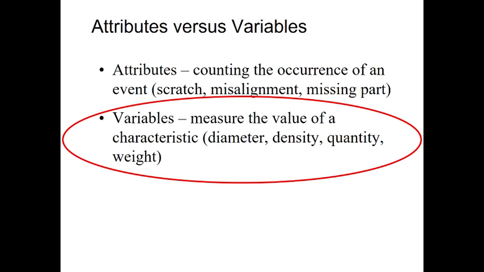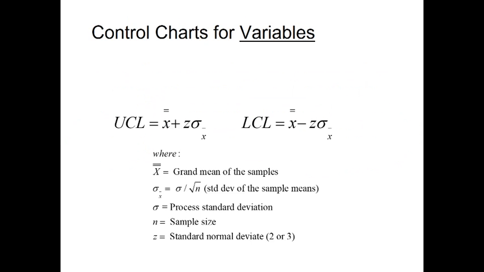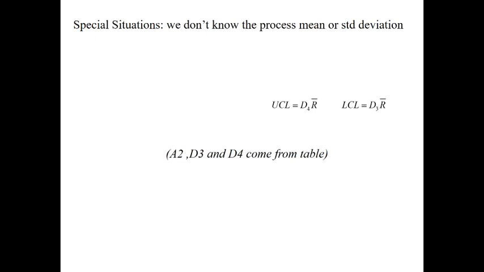You saw how to do an X-bar chart when we knew the standard deviation of the process and when we didn't. So we started to see range appear, but we weren't really measuring range. We were really measuring the mean of the samples. In this case, we are actually going to measure the range, and then I'll explain why. So control charts for variables, mean charts we get. The other one is a range chart.